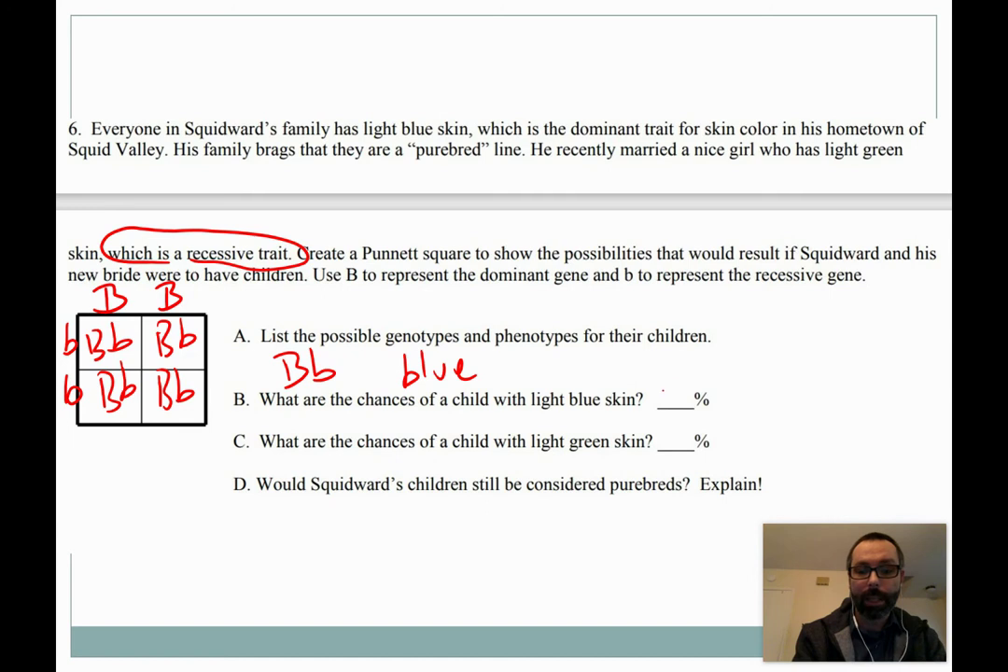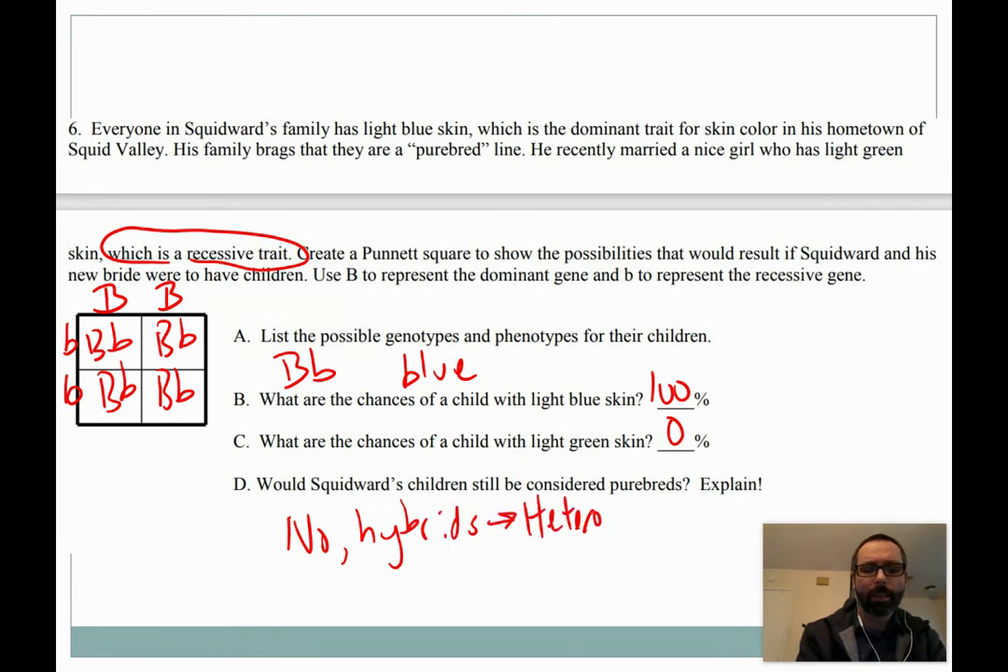What are the chances of light blue skin? 100%. What are the chances of light green skin? 0. Are Squidward's children still purebreds? No, they are not, because they are hybrids. They are heterozygous.